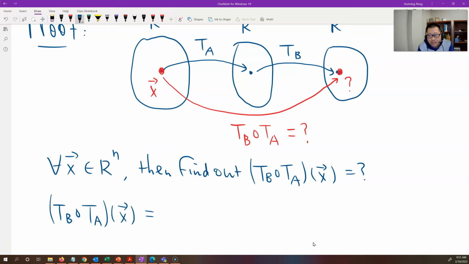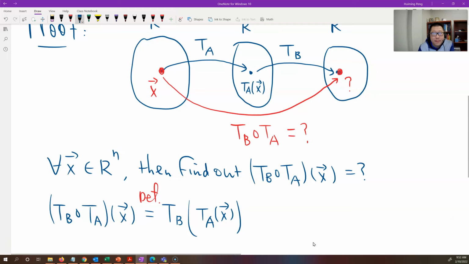So how do we get this? We have to use TB first, right? So it is TB at this middle. This middle I put here should be TA at X. And TB maps this point to the final. So that's the definition, right? This is the definition of the composition of transformations.